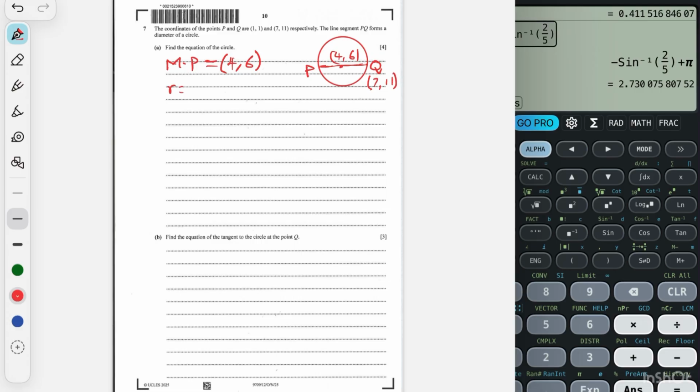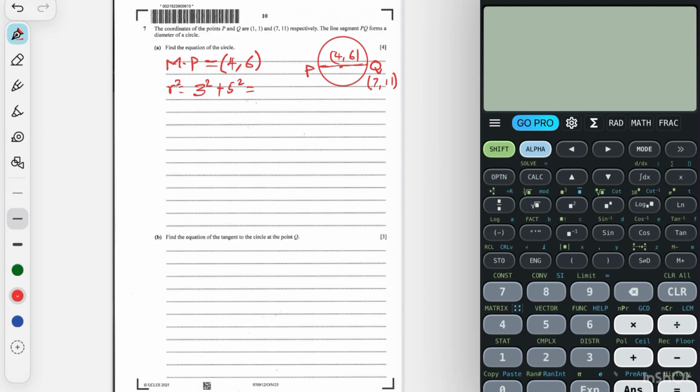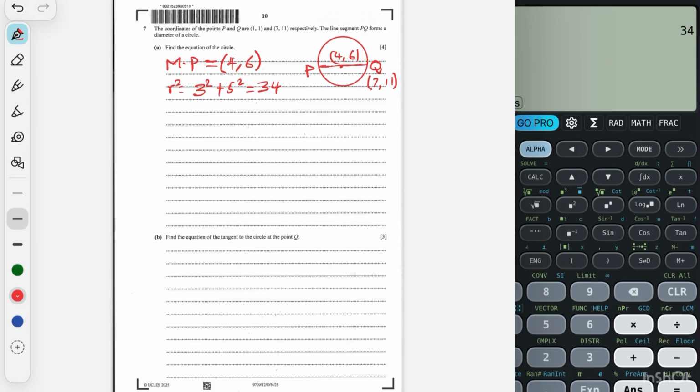So the radius will be the square root of, okay, I'll just do r squared. R squared is equal to 3, 7 minus 4, 3 squared. So I'm doing the distance formula. Then plus 5 squared. So that will be 9 plus 25, you get 34. So my circle will be x minus 4 squared plus y minus 6 squared is equal to 34. So that is my answer for the equation of the circle.